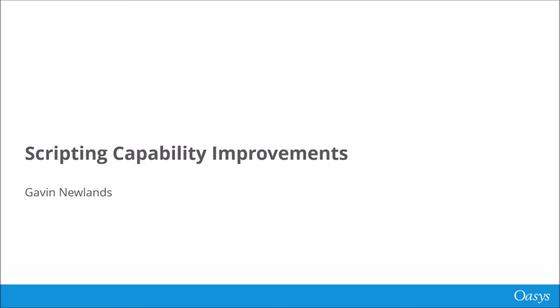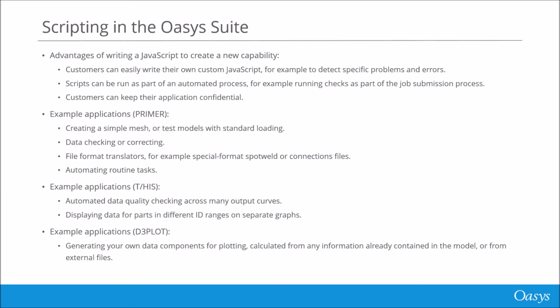So now to talk about the new scripting capabilities across the suite. So the advantages of writing a JavaScript in the Oasys suite is to create new capabilities. So you can easily write your own custom script, for example, to detect specific problems and errors. Scripts can be run as part of an automated process, for example, running checks as part of a job submission process. And you can keep your application completely confidential.